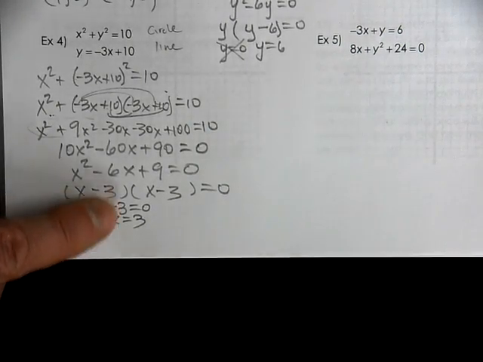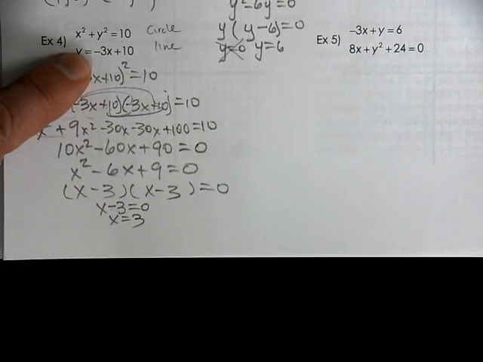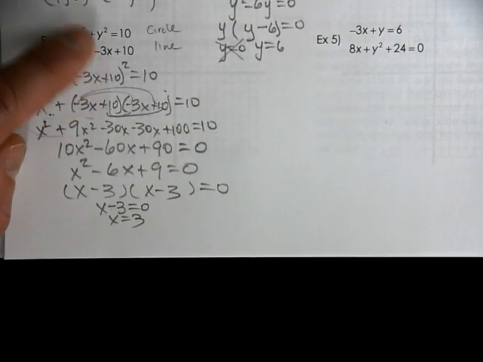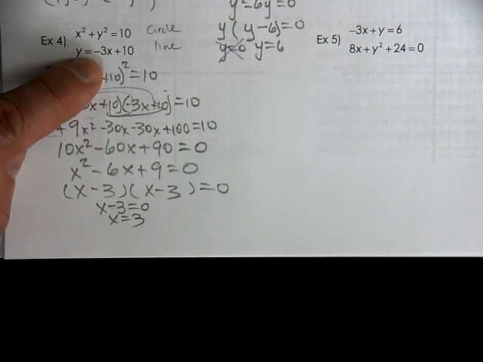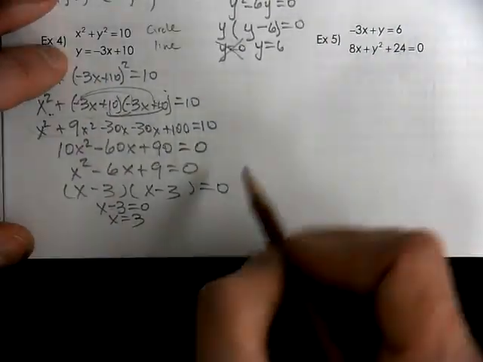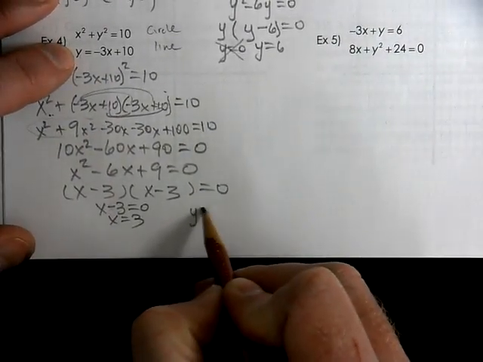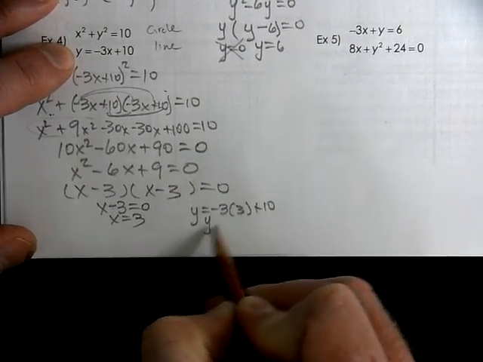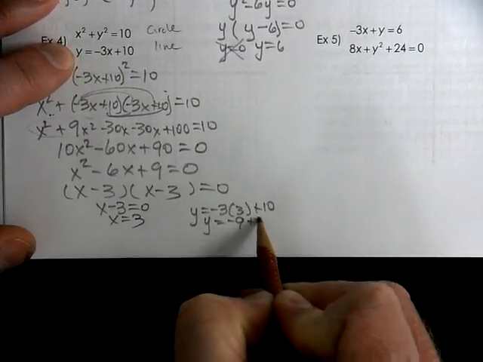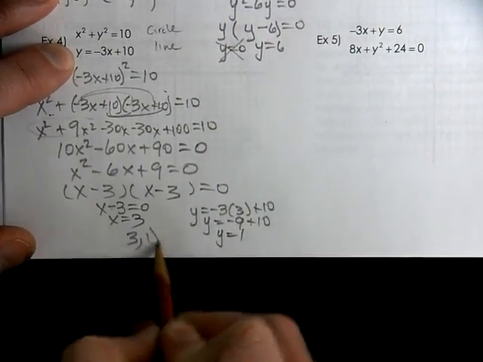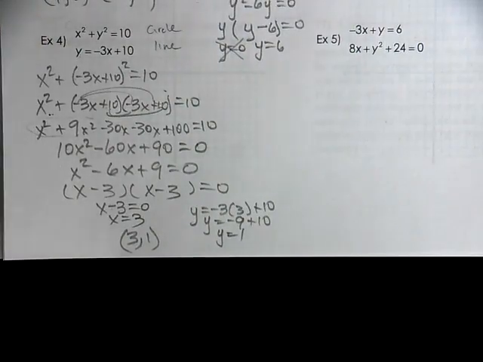Now I can take that and plug it back in. My suggestion would be to plug it into your linear equation. Otherwise, you plug it into your circle and you'll get two answers, and you've got to test one of those to see which one's right and wrong. So plug it into your linear and you don't have that issue. So we'll have y equals negative 3 times 3 plus 10, y equals negative 9 plus 10, y equals 1. So it looks like (3, 1) is our solution.